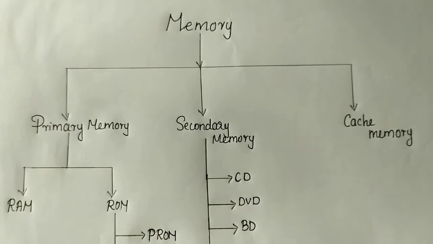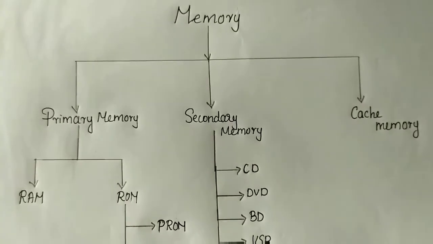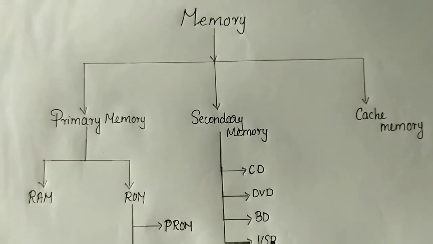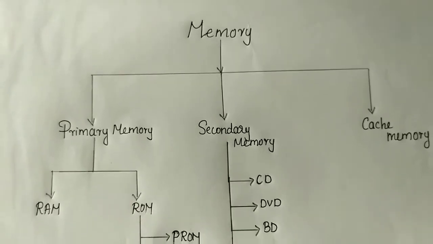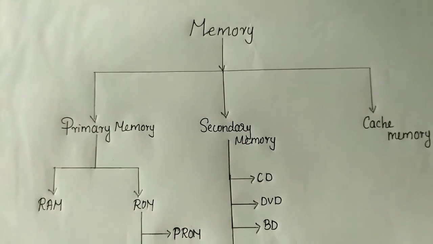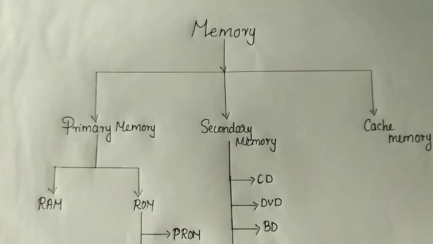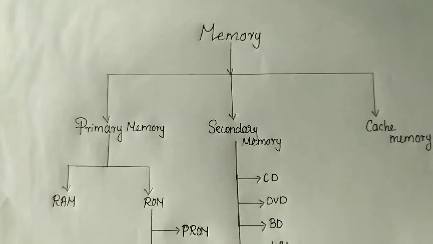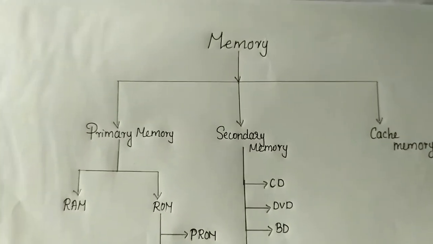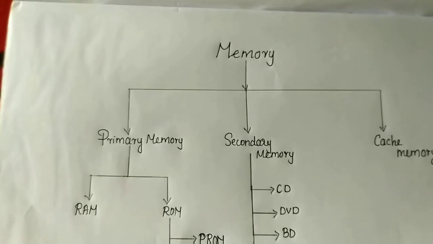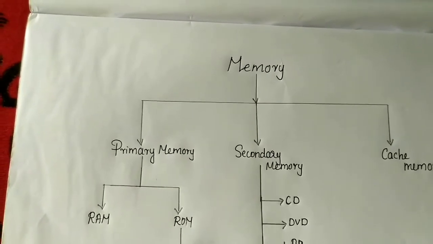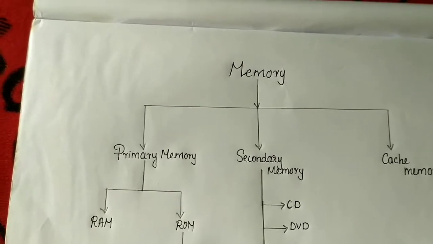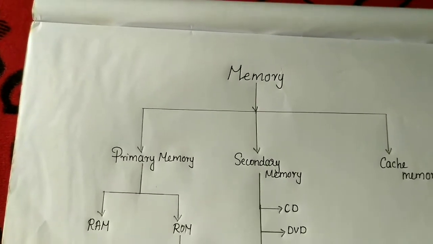In the last class we discussed two main components of CPU, that is arithmetic logic unit and control unit. Today I am going to teach about computer memory. A memory is just like a human brain. It is used to store data and instructions. It is a storage space in the computer.